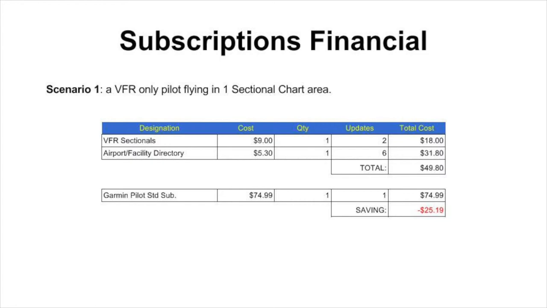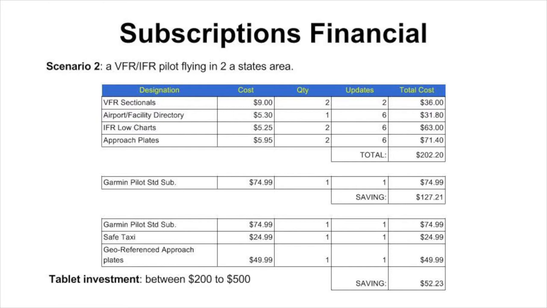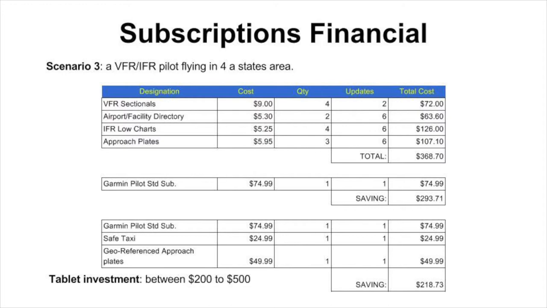The second scenario is for VFR and IFR pilots that fly in a small area, something like two states. There we start to see some cost saving going paperless, even with subscribing to all options. In the third scenario, we see the impact of flying a larger area. Now the saving is becoming substantial and can pay quickly for a tablet. Of course, these are basic scenarios to illustrate the benefit and each pilot situation will be different.